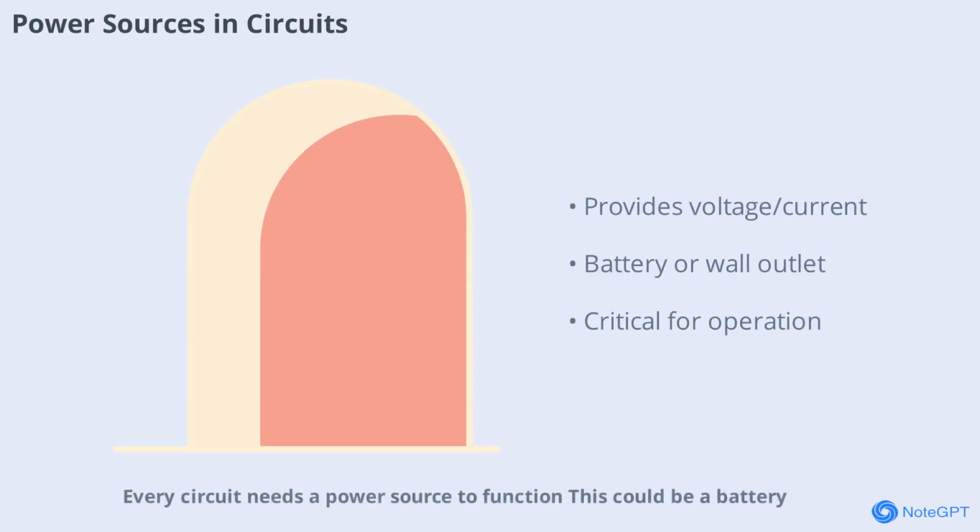Every circuit needs a power source to function. This could be a battery, a wall outlet, or even solar panels. The power source provides the voltage and current necessary for the circuit to operate. Choosing the right power source is important for safety and performance. Too much voltage can damage components, while too little may cause the circuit to malfunction. Understanding power requirements is a key part of circuit design.